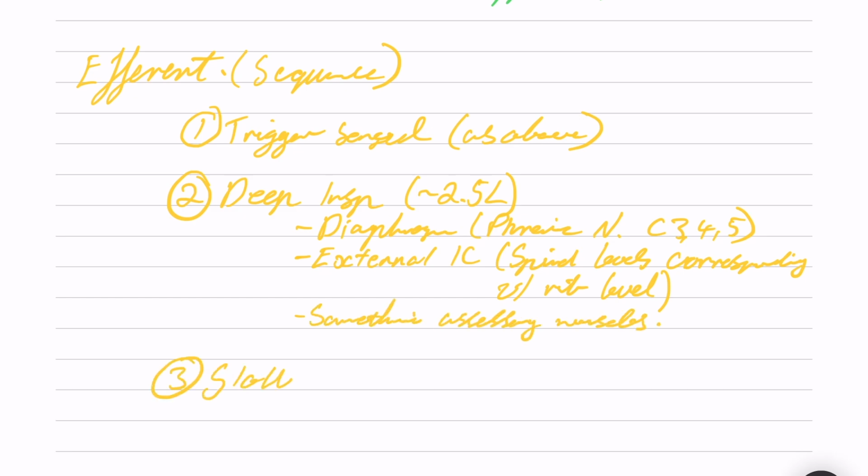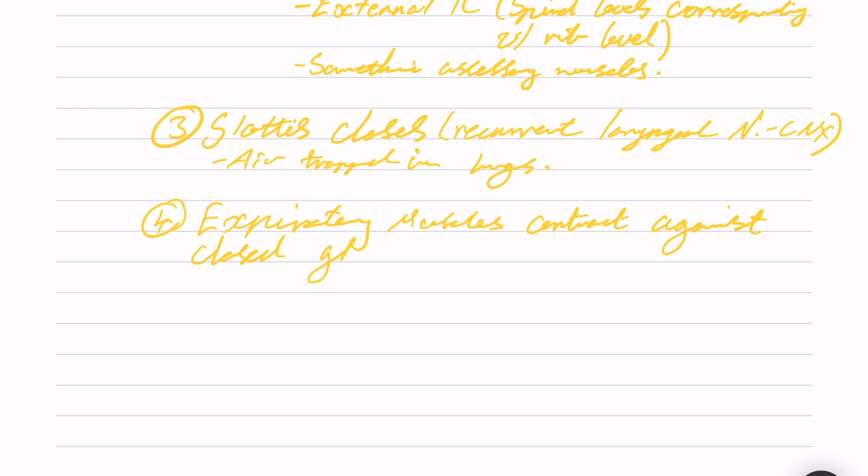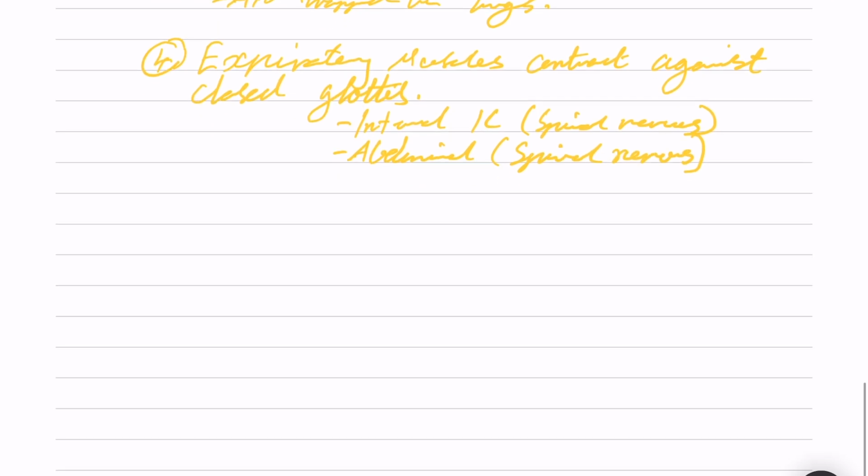In step 3, the glottis closes, and this is through the recurrent laryngeal nerve innervation of the glottis. Your epiglottis also closes, it's worth mentioning, and this causes air trapping within the lungs. You then in step 4 have forced expiration, so your expiratory muscles contract against the closed glottis. So this would be your internal intercostals, which again are spinal nerves, and your abdominal muscles, which are spinal nerves as well. In step 5, you have increased transpulmonary pressures, and usually it's quoted at around 100 millimeters of mercury.